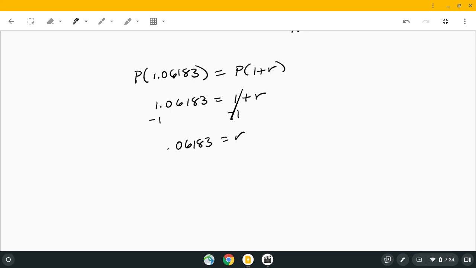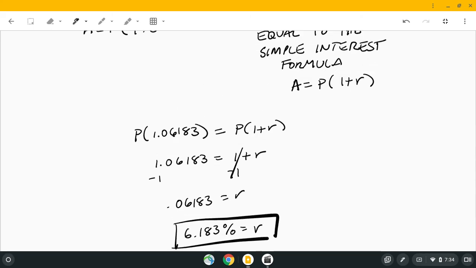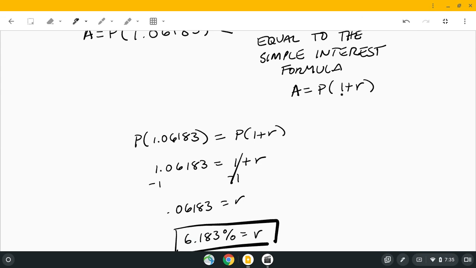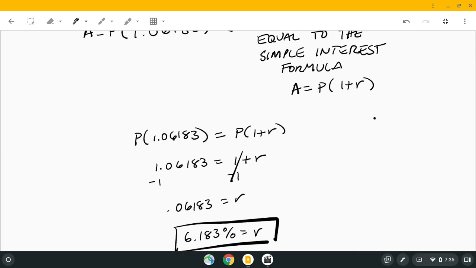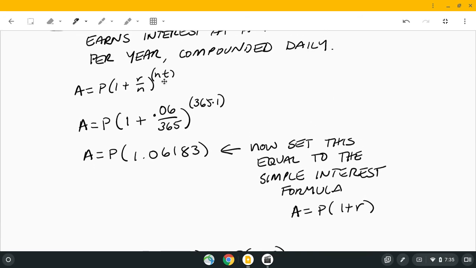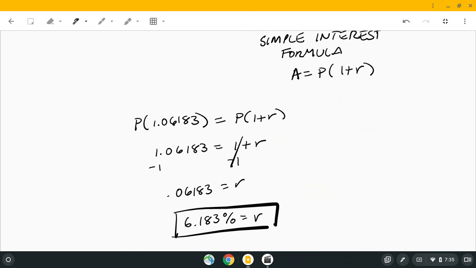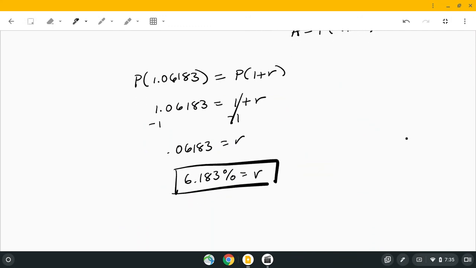So that would be 6.183% would be your interest rate. So this bank, if they want to use this other bank that wants to use simple interest, they can offer this account at 6.183%, while this one is offering it at 6%. Okay.